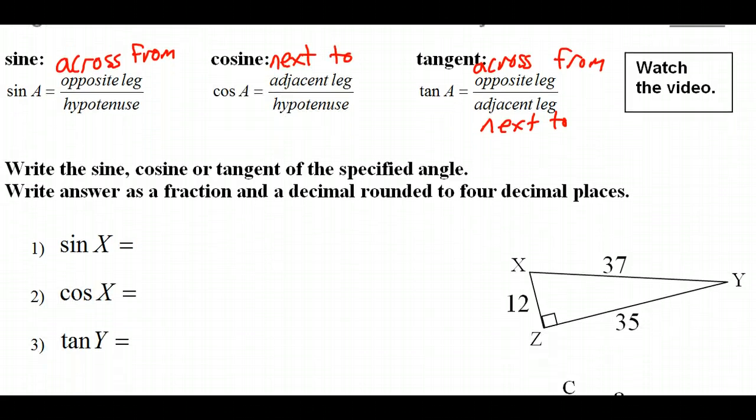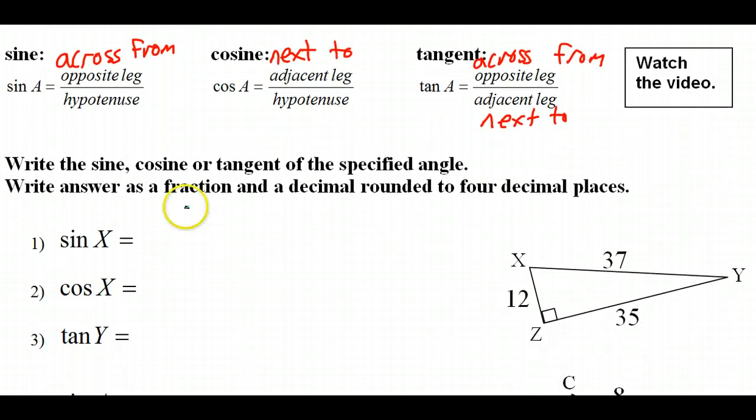So for example, look at problem number 1. We're supposed to find the sine of angle x. These are always going to be angles. So sine of angle x. That means you have to look at angle x. The answers will change depending on which angle you're looking at. Now, what's the definition of sine? Look at the formulas at the top of the paper. Sine is the opposite leg over the hypotenuse.